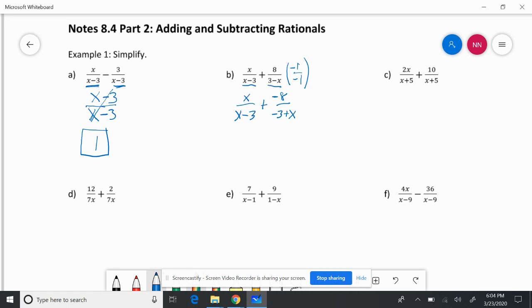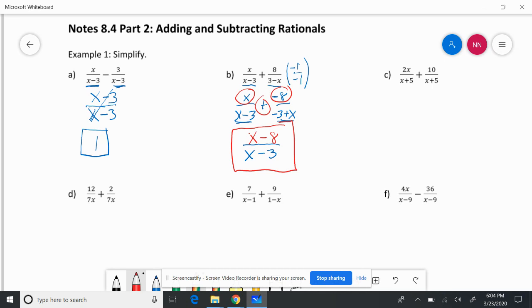Now, if we look closely, what we notice is that our denominators are now the same. So that means that we have a common denominator. I'm just going to write it as x minus 3. We're going to look at our numerators. We have an x plus -8, so I'm going to write x minus 8. And that right there is my answer.